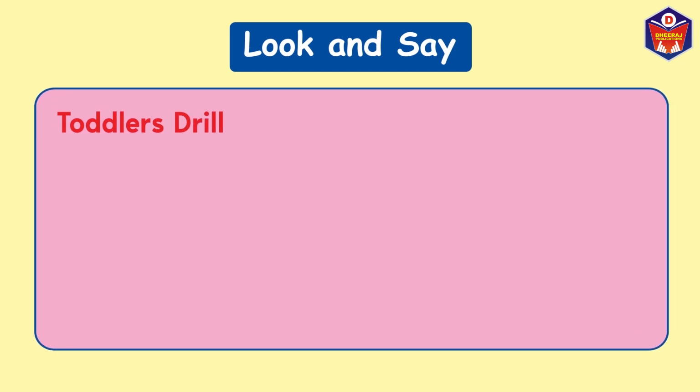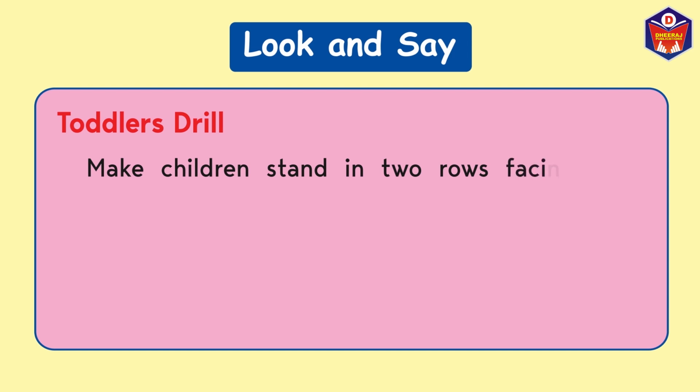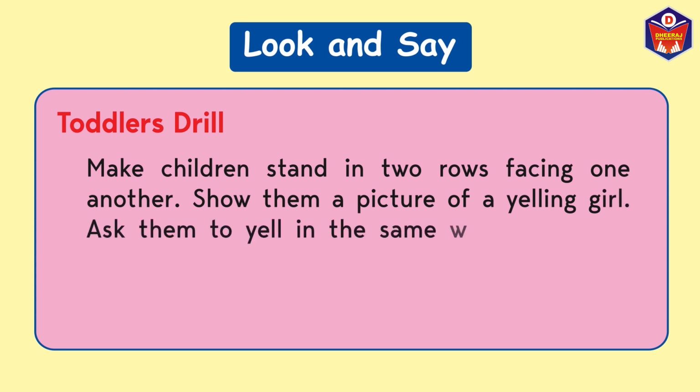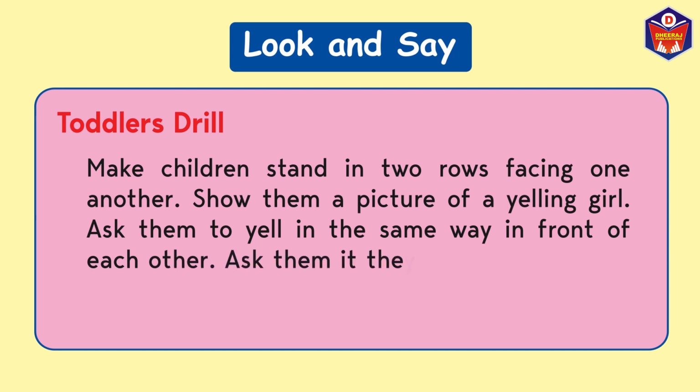Toddler's drill. Make children stand in two rows facing one another. Show them a picture of a yelling girl. Ask them to yell in the same way in front of each other. Ask them if they do so at home for things.